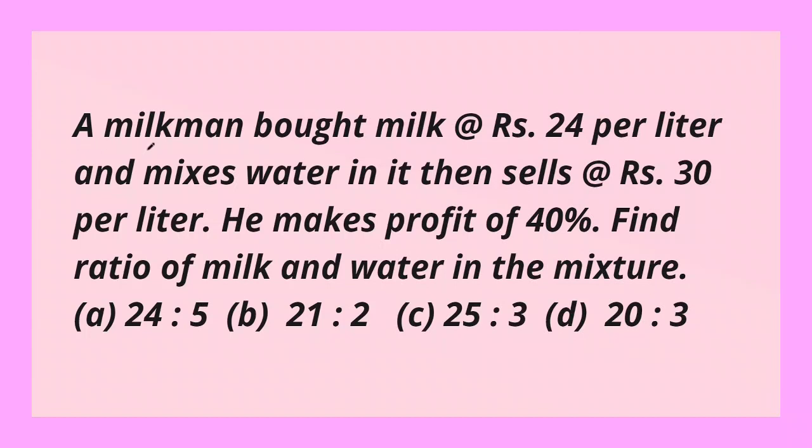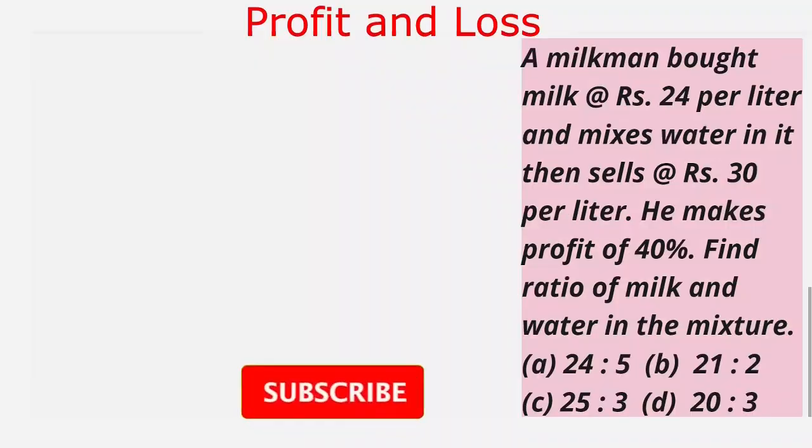Our question is, a milkman bought milk at the rate of rupees 24 per liter and mixes water in it, then sells at the rate of rupees 30 per liter. He makes a profit of 40%. Find the ratio of milk and water in the mixture. The given options are option A 24 ratio 5, option B 21 ratio 2, option C 25 ratio 3, option D 20 ratio 3. We solve the question like this.